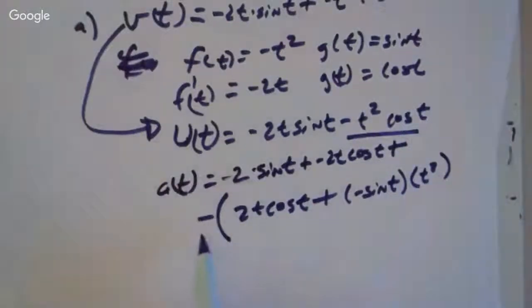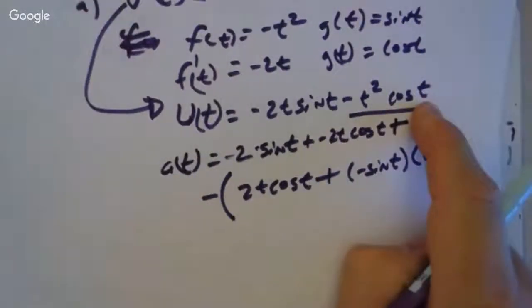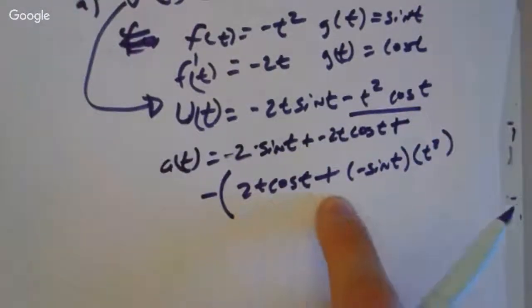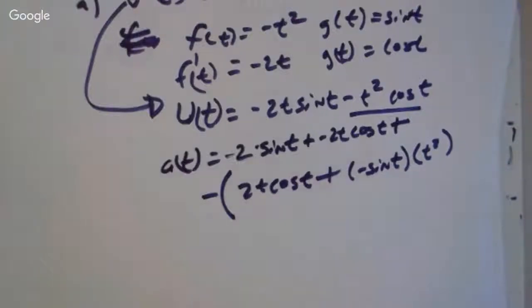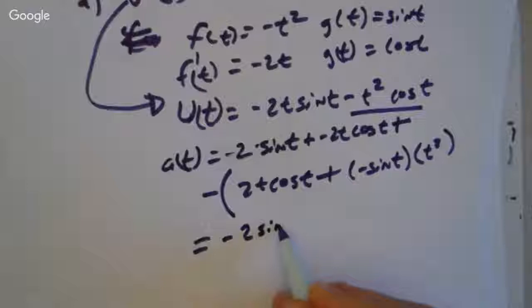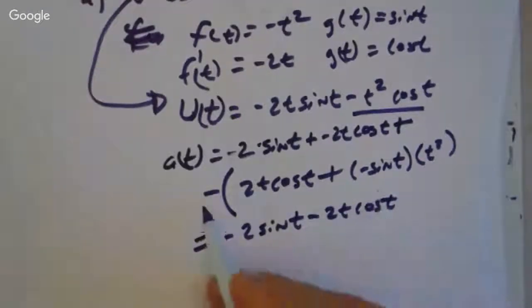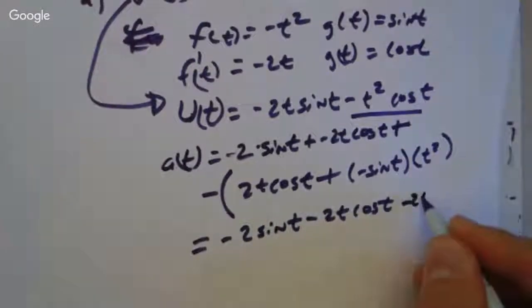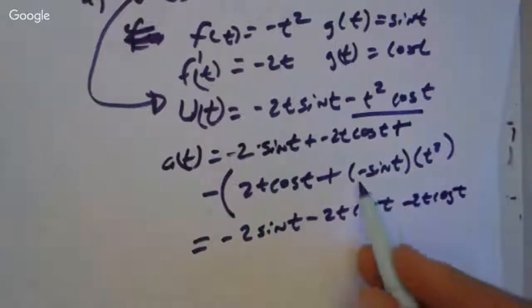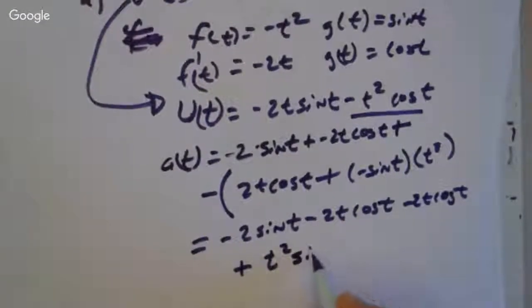So notice what I did. I moved the negative out front so I didn't forget about it, because I feel like that's where I'm going to make a mistake here. The first thing is t squared. The second thing is cosine t. Derivative of the first times the second plus the derivative of the second times the first. Clean up a little bit. I've got -2 sine t minus 2t cosine t. Distribute the negative. Oh, look at that, minus 2t cosine t. It's like we just wrote that. And then negative makes that a positive, t squared sine t.